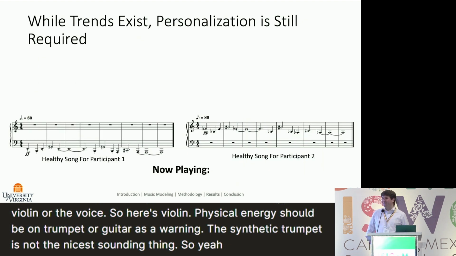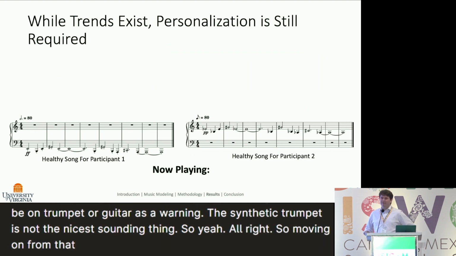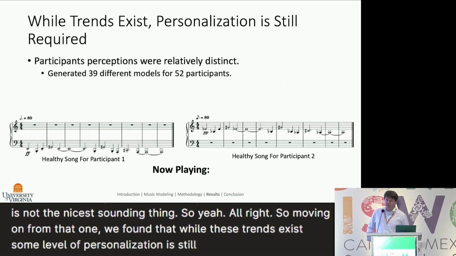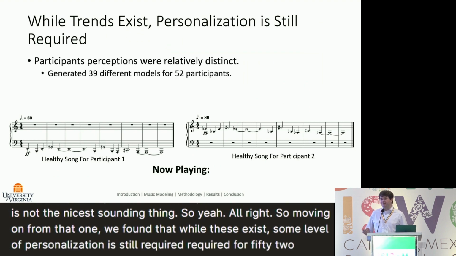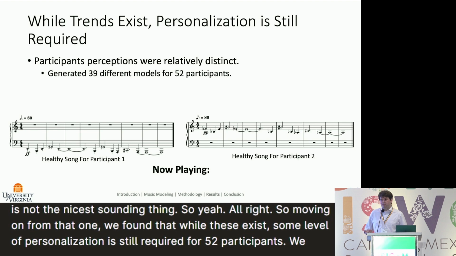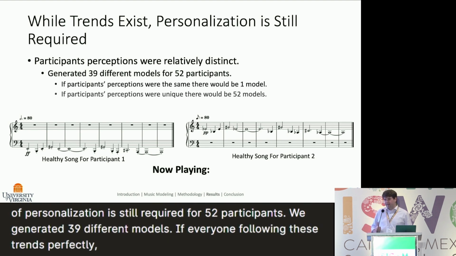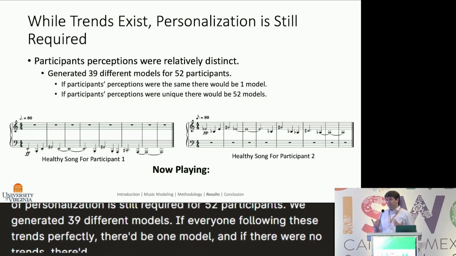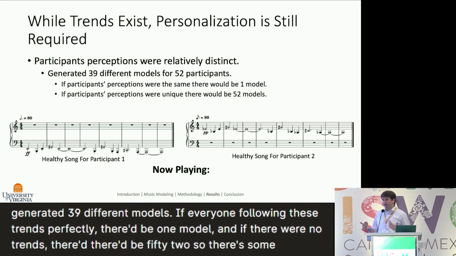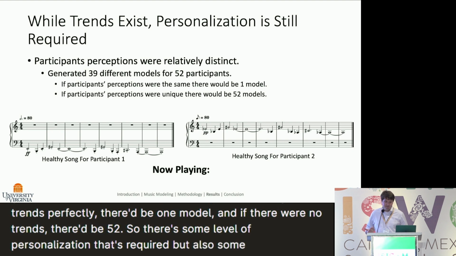All right, so moving on from that one. We found that while these trends exist, some level of personalization is still required. For our 52 participants, we generated 39 different models. If everyone was following these trends perfectly, there'd be 1 model. And if there were no trends, there'd be 52. So there's some level of personalization that's required, but also some level of generalization that can happen.